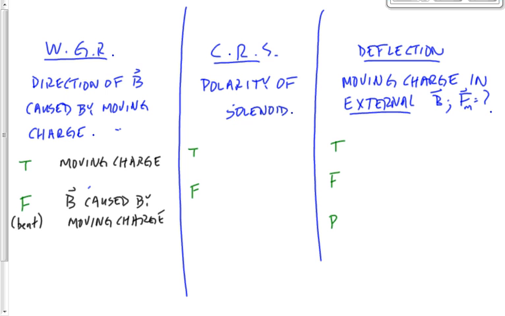For the coil rule for solenoids, it's exactly the opposite, even though ultimately we're essentially trying to find the same thing. We've got a direction of the current typically, and we want to find the direction of the field. But this time our fingers, our clenched fingers, are going to point in the direction of the moving charge, which is the electric current. And our thumb is going to point in the direction of the magnetic field caused by the solenoid.